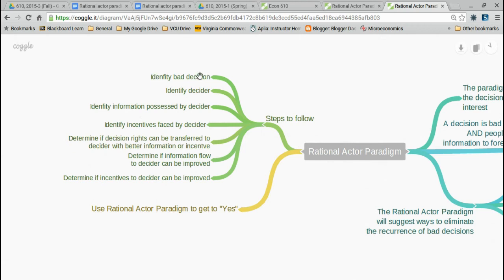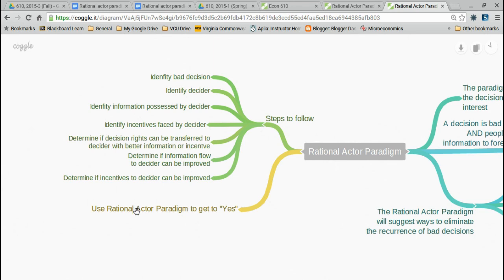Having identified the bad decision, then identify the decider who made that bad decision. Third, identify the information possessed by the decider. Fourth, identify the incentives faced by the decider. Fifth, determine if decision rights can be transferred to a decider with better information or incentives. Then determine if information flow to the decider can be improved. And finally, number 7, determine if incentives to the decider can be improved.